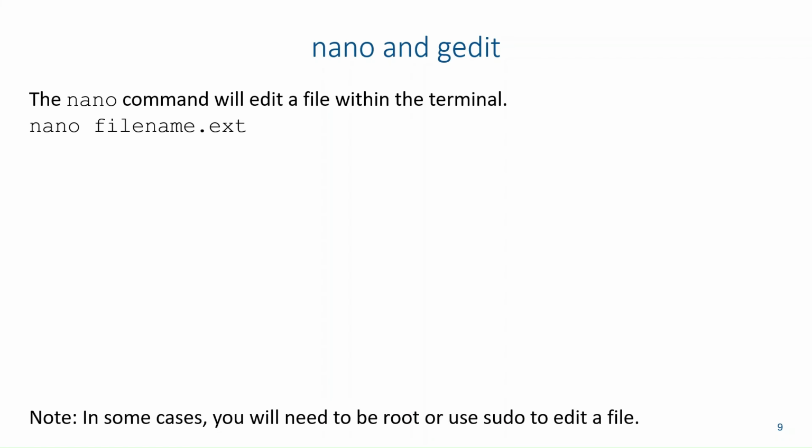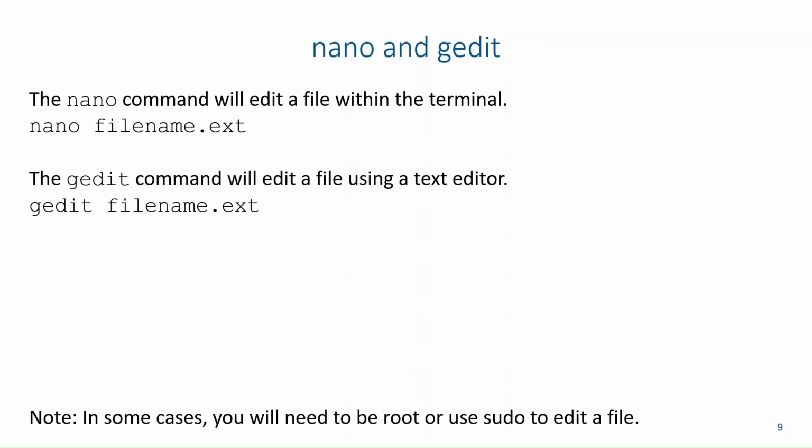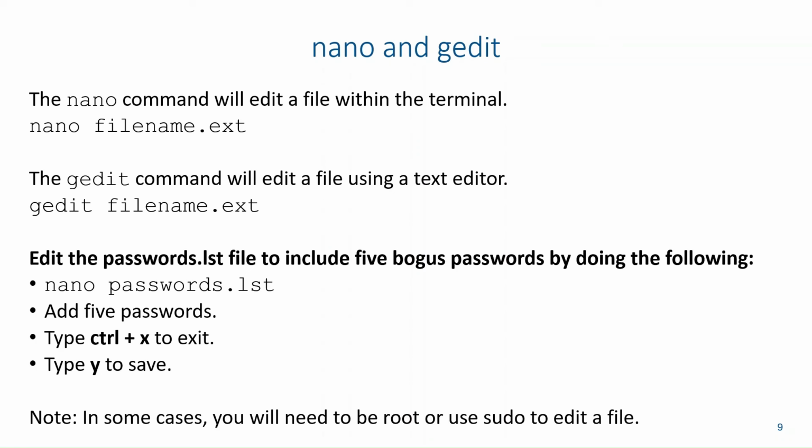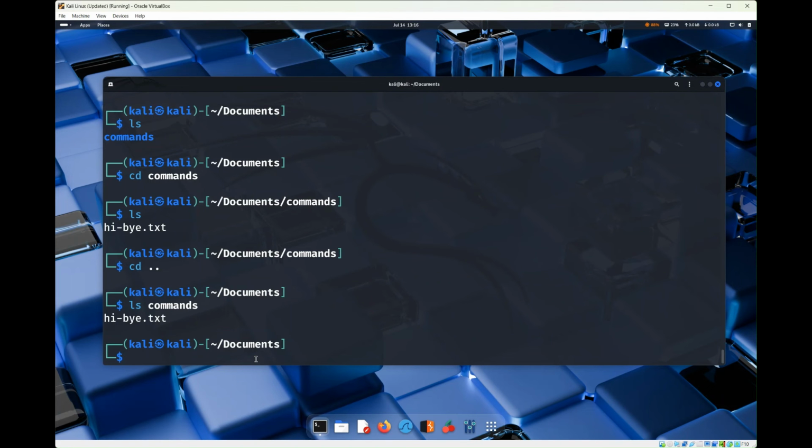So if I wanted to edit a file, I would just type in nano and the name of the file that I want to edit. The gedit command would do the same thing, but instead of allowing me to edit within the terminal, it would open up the actual text editor, similar to TextEdit on Mac or Notepad on PC. So what we're going to do is edit the passwords.lst file and include 5 bogus passwords by doing the following. We run nano passwords.lst, we add our 5 passwords, we do Control X to exit, and then type Y to save.